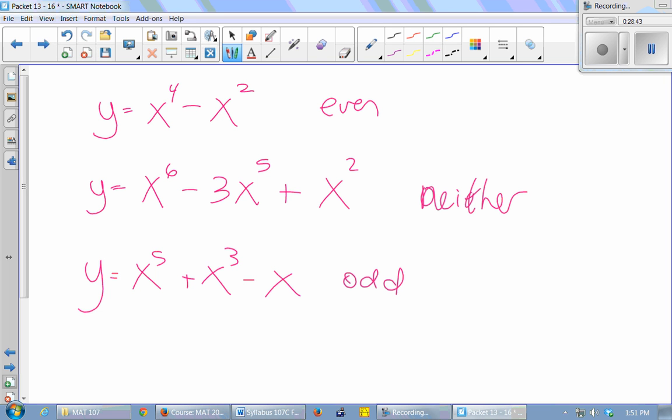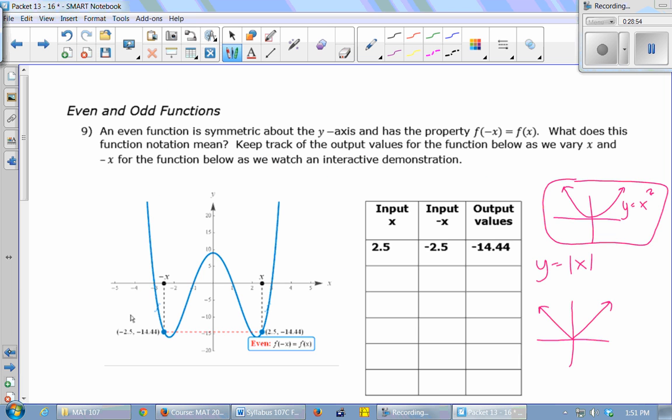This rule only works for polynomials, right? So if you wanted to think about, say, the absolute value of x, you can't apply this rule, right? This only works for polynomials. But it's a handy little shortcut.